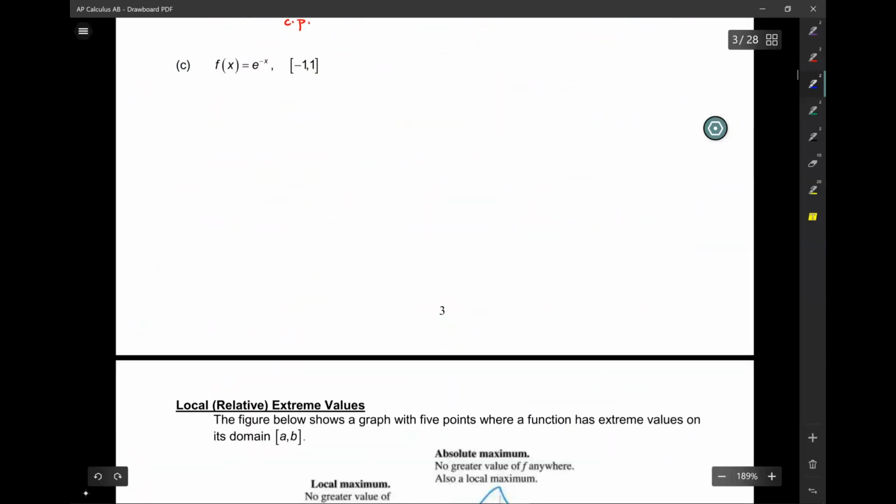Oh, yes, there can be. We're going to do some examples with that too. Okay, f of x is e to the negative x. So f prime of x is negative e to the negative x.